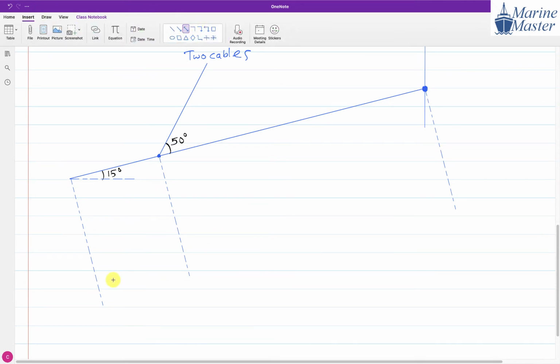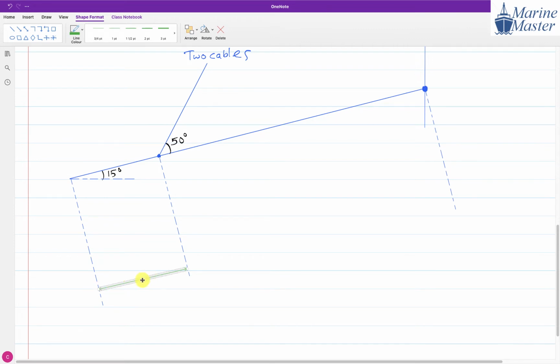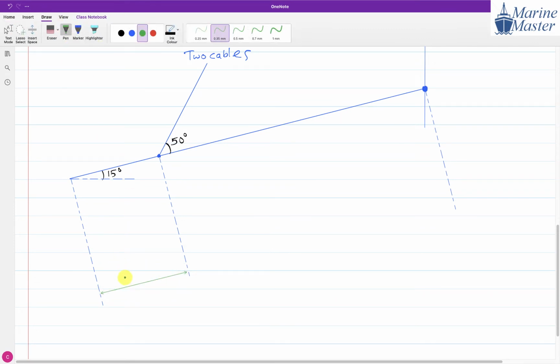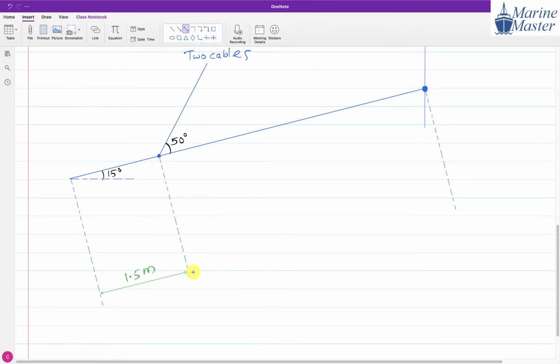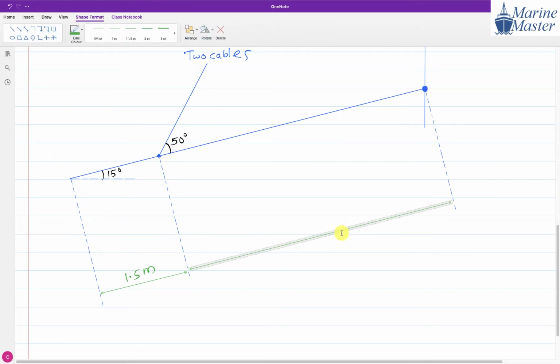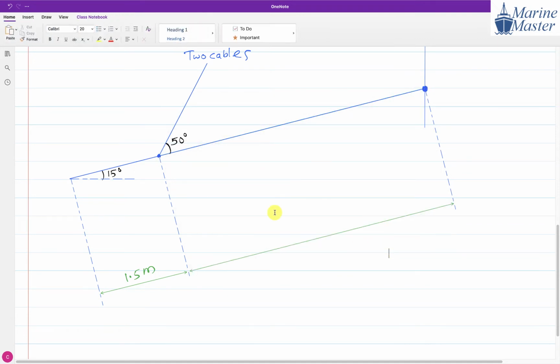Now tell me what will be this distance from here to here? 1.5 meters. And remember this dimension line must be exactly parallel to the ramp. So this distance is 1.5 meters. Then another dimension line, from here to here, again exactly parallel to the ramp. How much will this distance be? 3.5 meters, since the total length of the ramp is 5 meters.